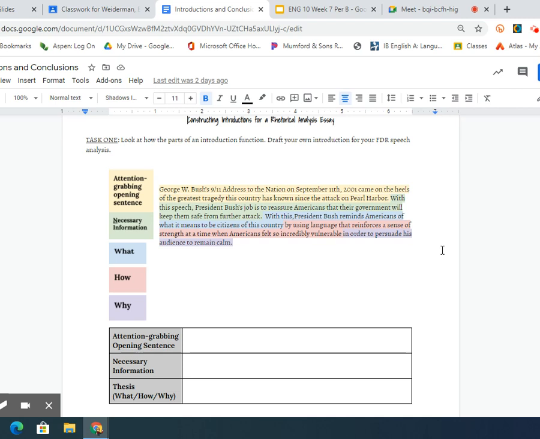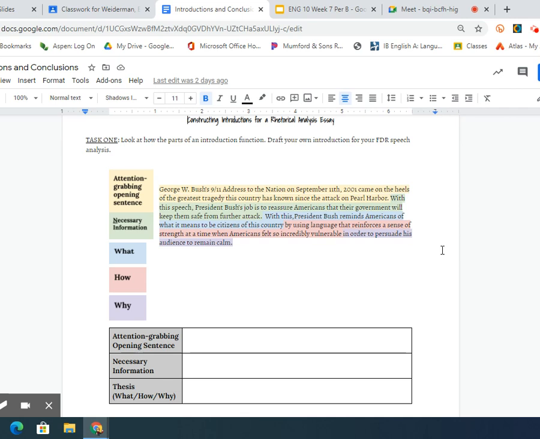You'll see from the example here, like George W. Bush's 9/11 address to the nation on September 11th, 2001, came on the heels of the greatest tragedy this country has known since the attack on Pearl Harbor. Attention grabbing within this context is really just language choice. Greatest tragedy this country has known. So think about your language choices in that opening sentence and how you can use your language to draw in your reader.